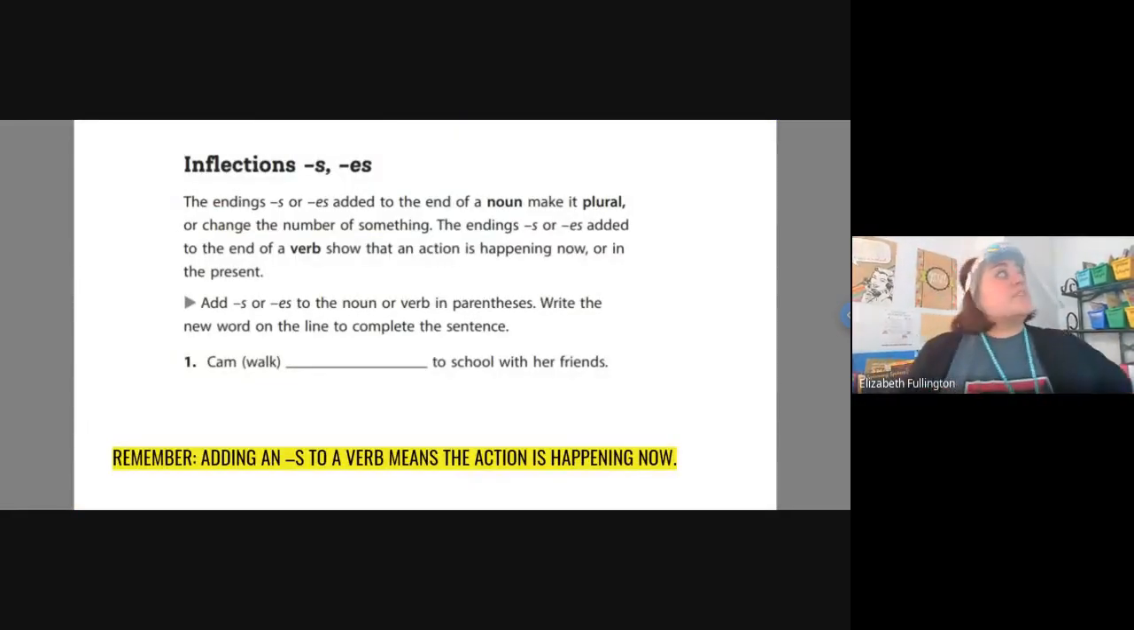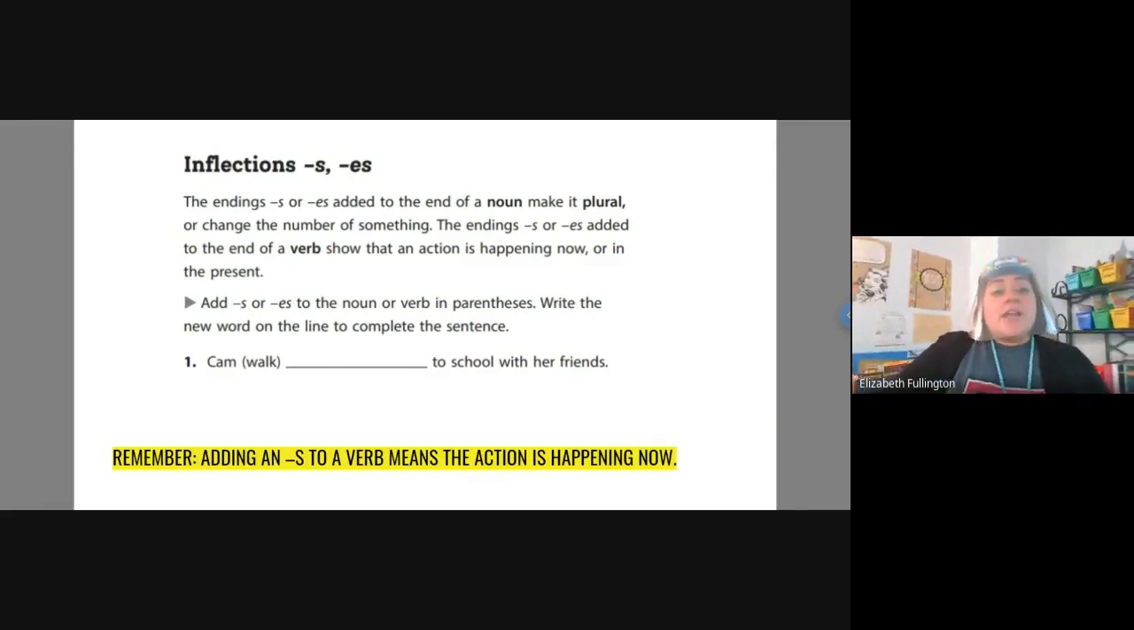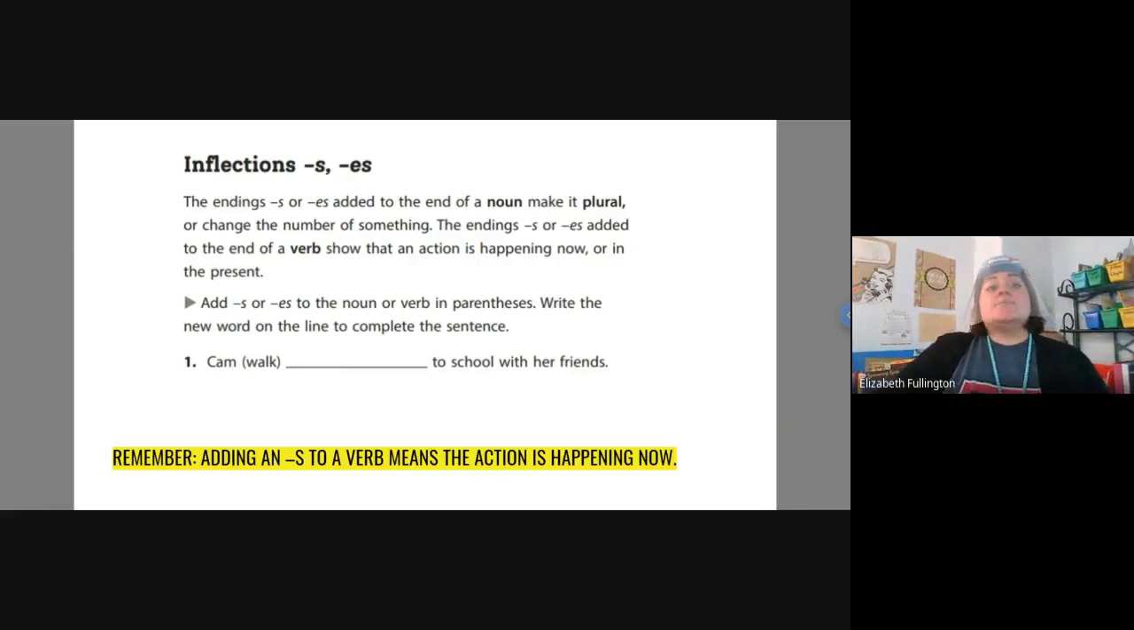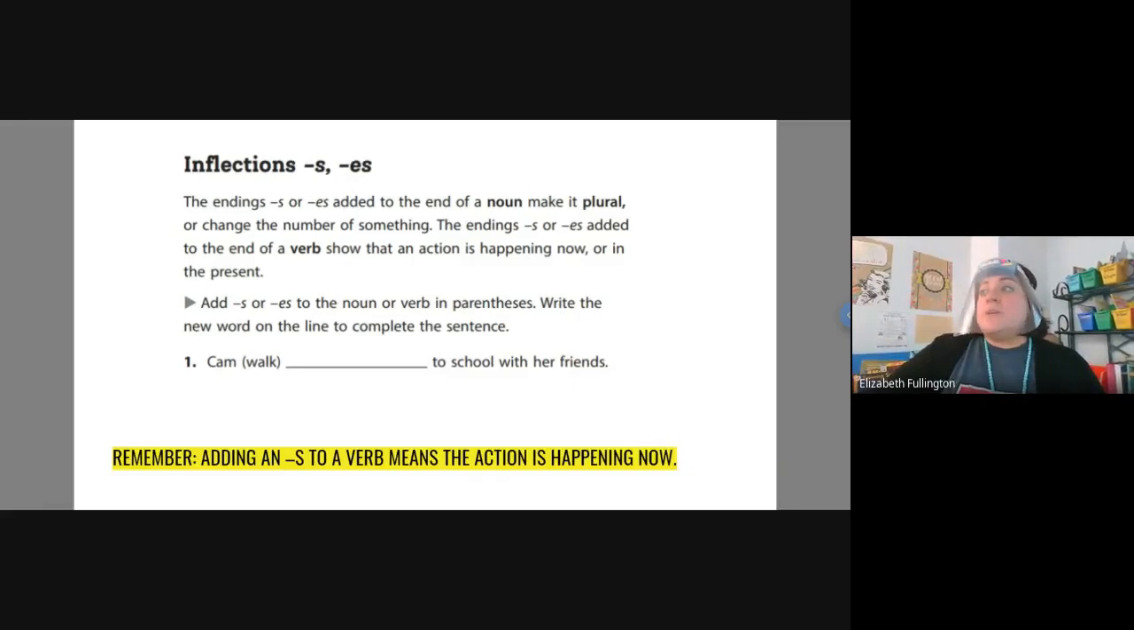Remember inflections S and ES? So what was S and ES? What do you do with those? Do you put them at the beginning or the end, Bella? Do you remember what we did with S and ES? Huh? At the end. So it says right here in the sentence, the endings S or ES added to the end of a noun makes it plural. So if I had the word cat and I want to put S at the end, what's my new word, Rolando? Cats.